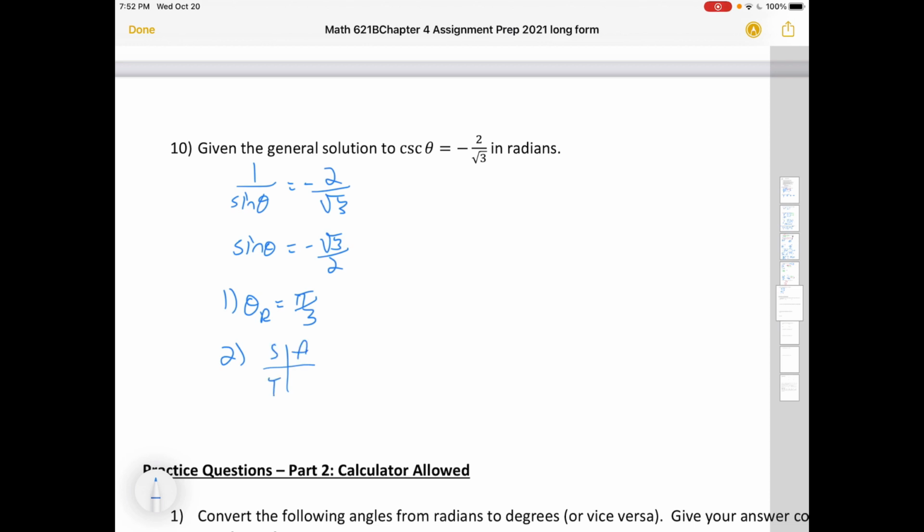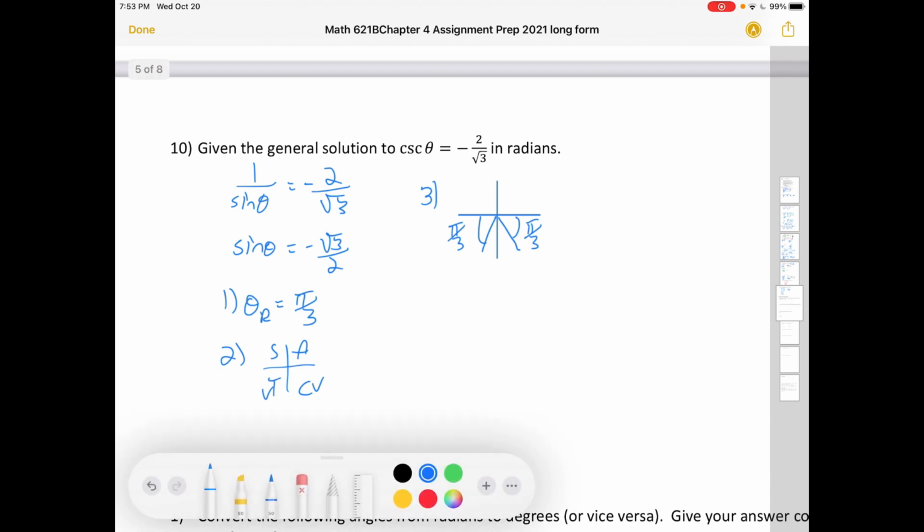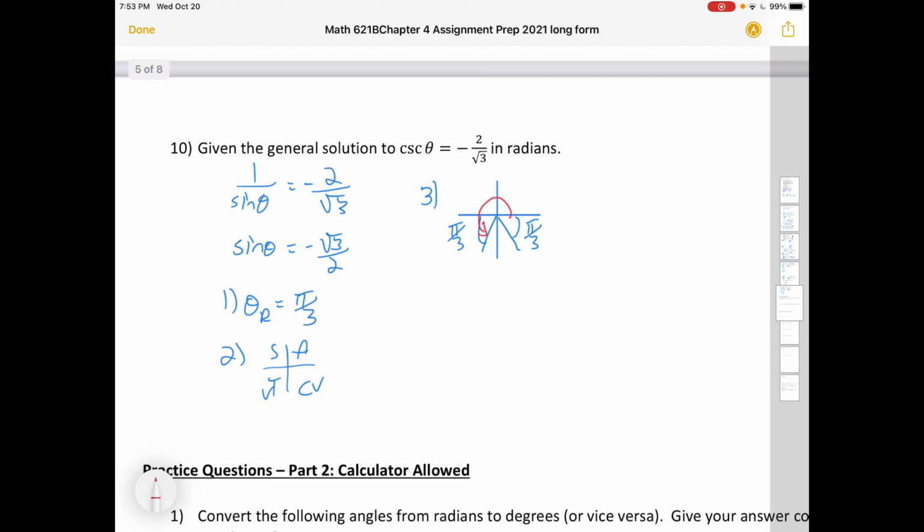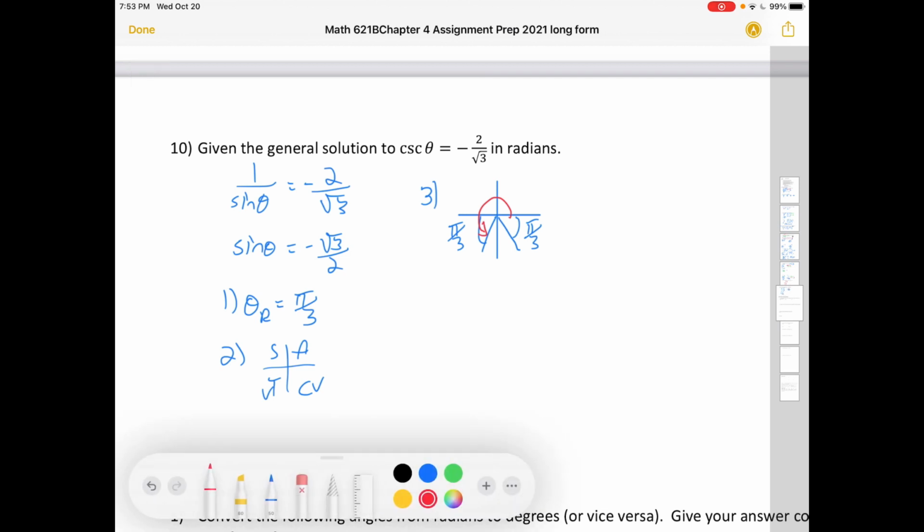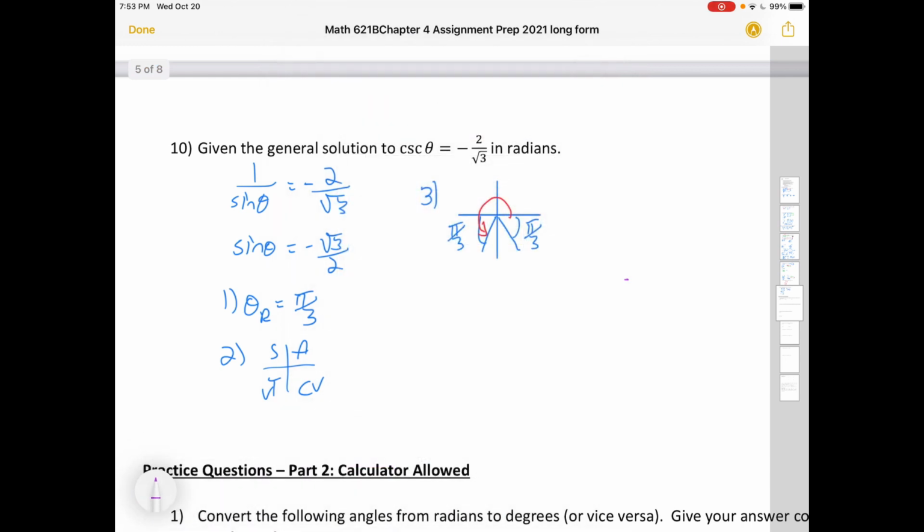Sine's negative, so we're going to choose quadrants down here and here. I'm going to draw my solutions. I'm going to try not to do a terrible job in those quadrants. Again, reference angle with the x-axis. Now, when we say general solution, we mean that any angle that terminates in either of those places is a solution. So, for example, you could have this answer as a solution. But you could also have this angle as a solution because it ends in the same place.